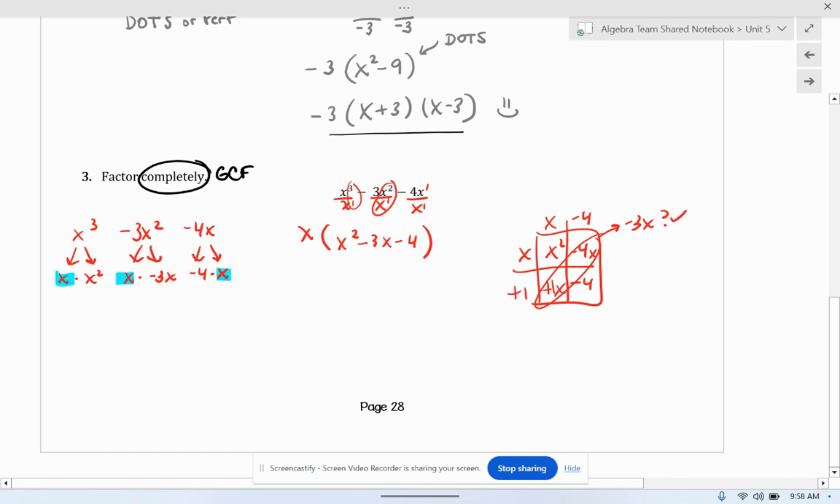These do in fact add up to negative 3x. I'm good. I factored that. So I've got x times x minus 4, x plus 1. And that is going to be my completely factored answer.